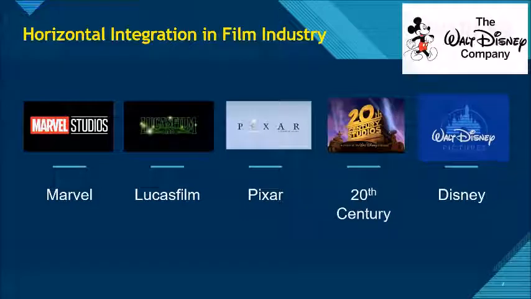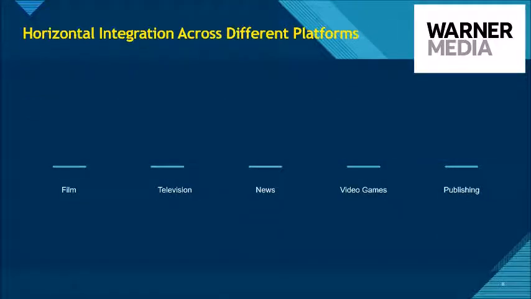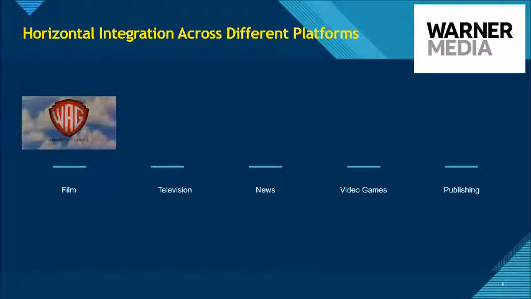A slightly less well-known version of horizontal integration is where you can have the same media conglomerate owning companies across different media platforms that are of a kind of similar size, and this you can see with Warner Media. So for example, they will own Warner Animation Group in the film. These make the Lego movies.